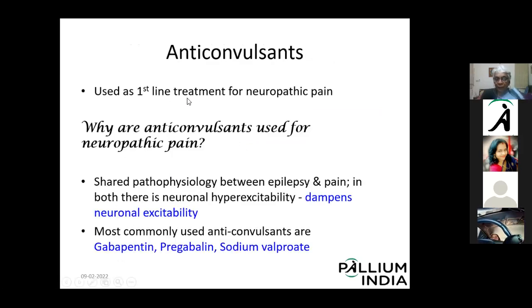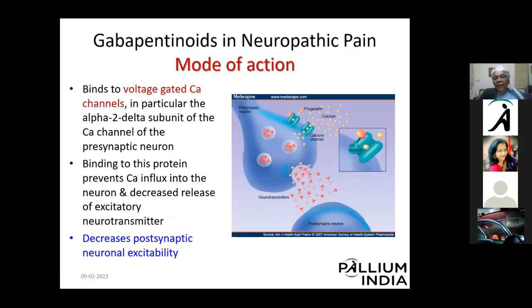Anticonvulsants, we know, are one of the first line of treatment of neuropathic pain. Why are anticonvulsants used? Because there's a shared pathophysiology between epilepsy and pain. In both, there is neuronal hyperexcitability. So these drugs act by dampening the neuronal hyperexcitability, and the commonly used drugs we'll be discussing later. How do they act?